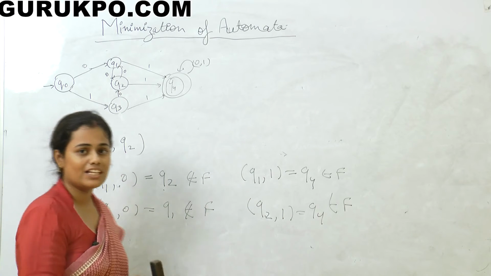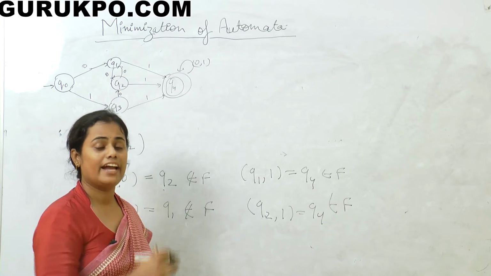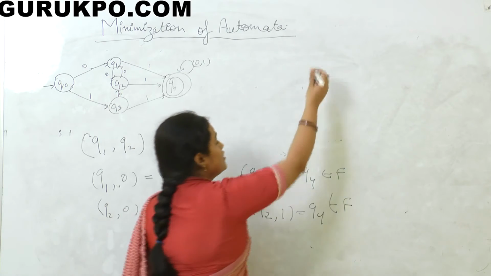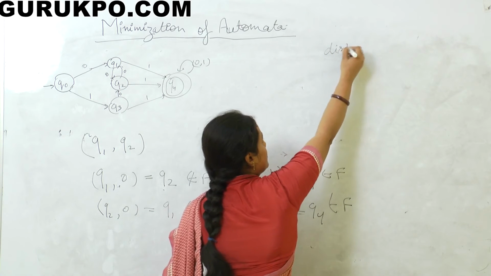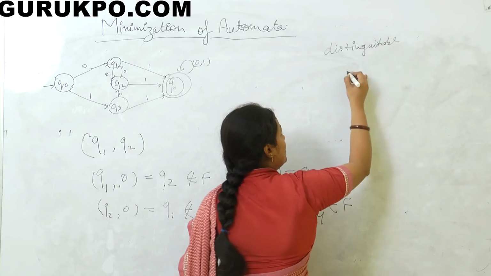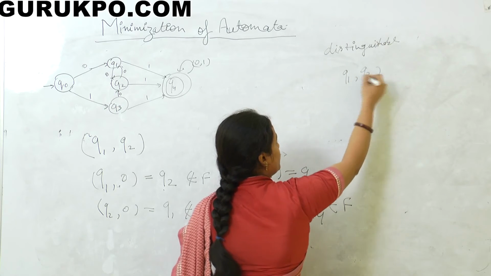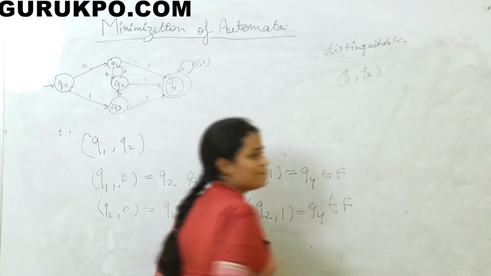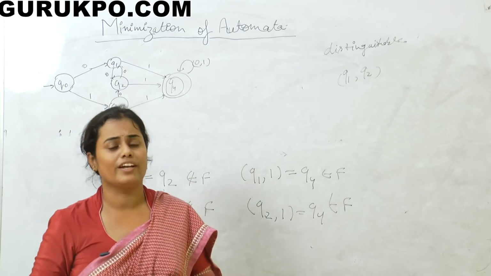We will write all the indistinguishable states at one side of our board. Indistinguishable states are Q1, Q2, which means for minimizing our automata we can merge Q1 and Q2.